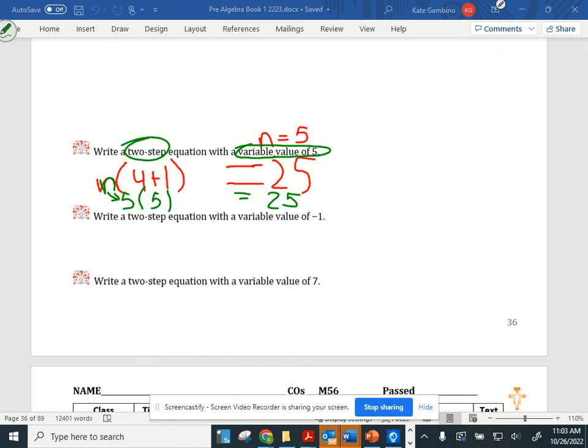Okay, so we have a good example up here. N times 4 plus 1 equals 25. So you can write that down for this first one. You need to do the second two on your own. Be careful with your negative. If your variable value is a negative, think it through.